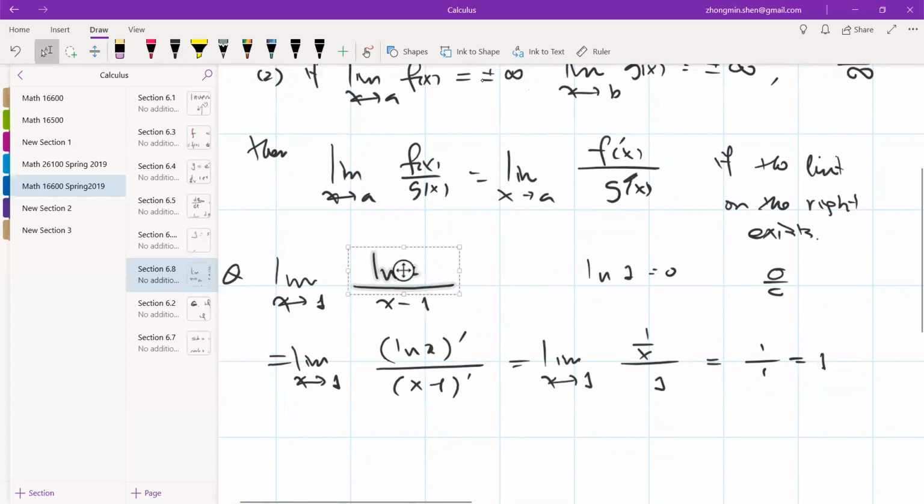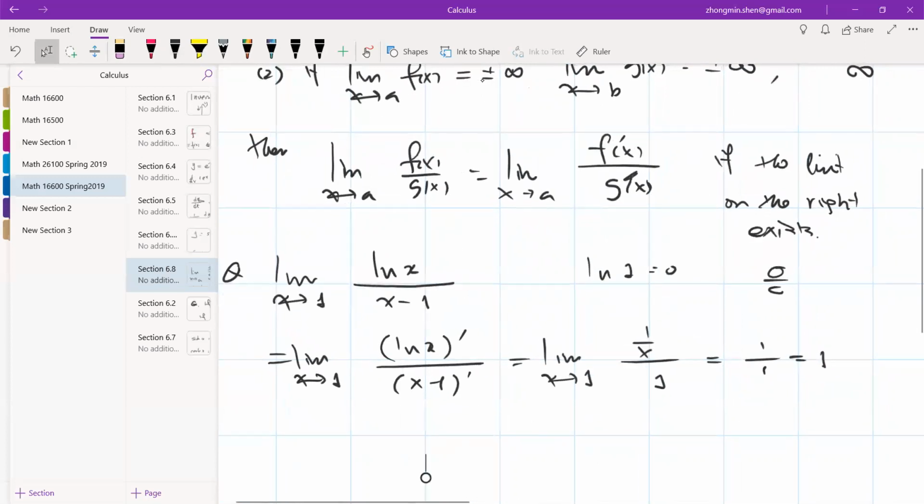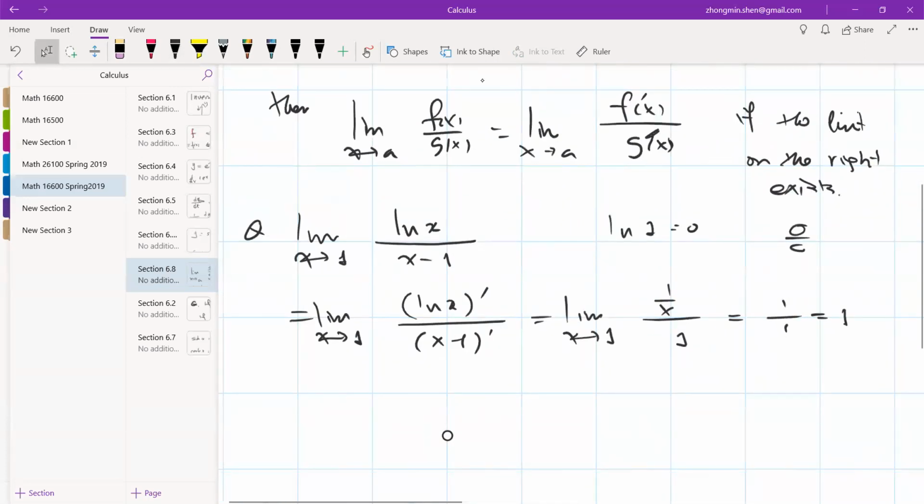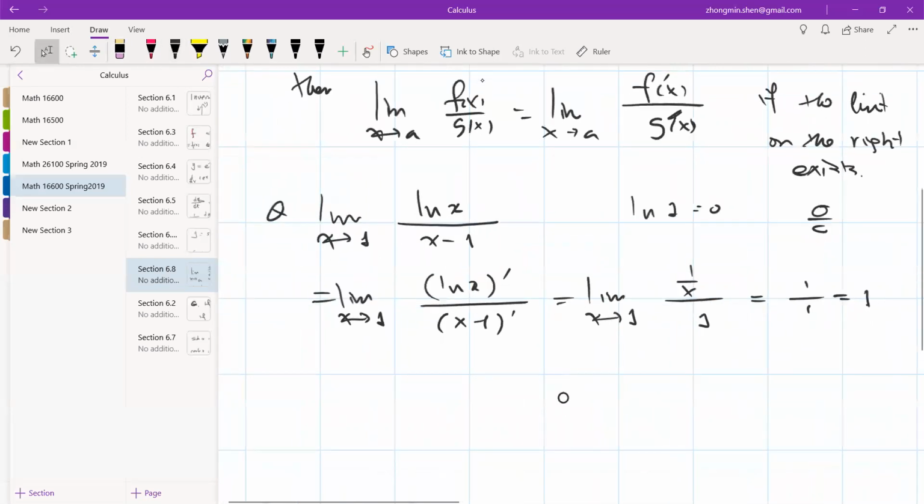Okay. Why is L'Hopital's rule true? It's wonderful. It's a powerful formula, right? So this is the proof of L'Hopital's rule.